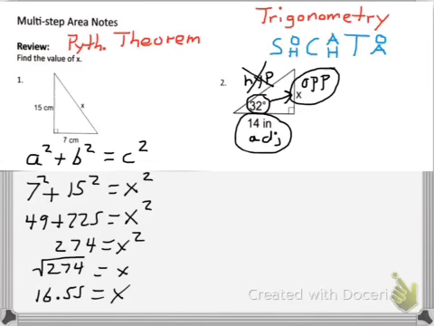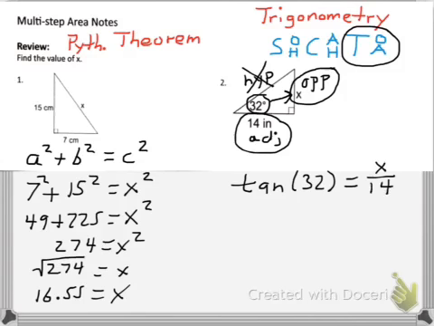Next, I need to figure out which of these three trig functions we're going to use. I have opposite and adjacent, so I look through sine, cosine, and tangent and figure out which one has opposite and adjacent. Right here, tangent has opposite and adjacent, so I know that I'm going to use tangent. So now let's set up our equation. We'll say that the tangent of the angle, which in this case is 32 degrees, is going to be equal to the opposite side over the adjacent side. So that's x over 14.